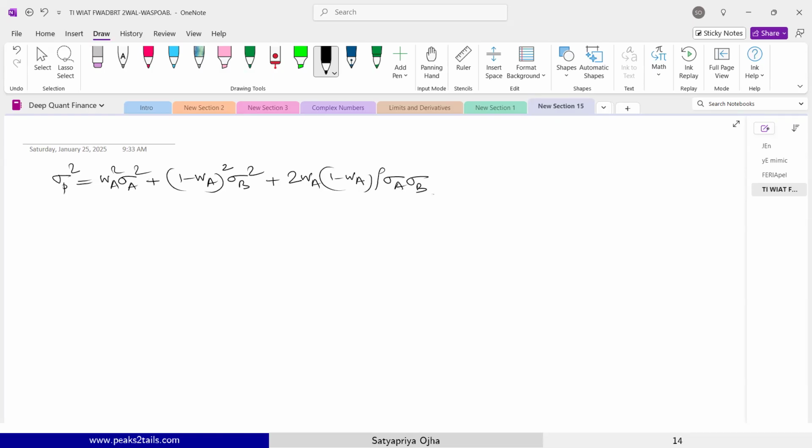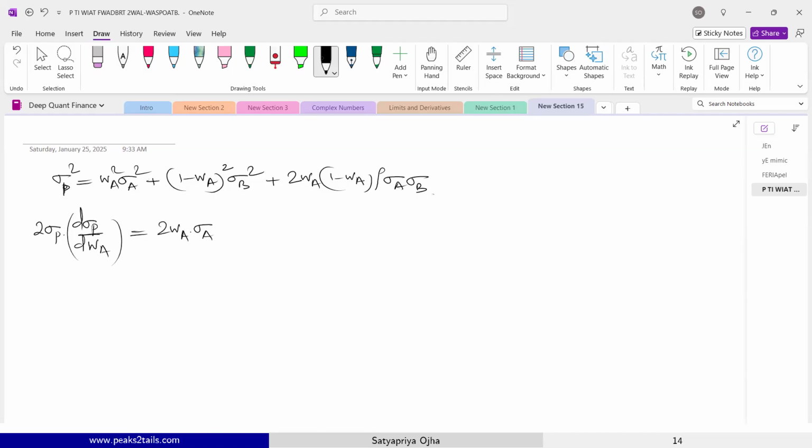This is my portfolio variance. To attain minima, the derivative with respect to the independent variable would be 0, right? So differentiate both sides with respect to wA, because that's the variable that is controlling the value of sigma p. By the chain rule, 2 sigma p times d sigma p by d wA, correct? I'm differentiating everything with respect to wA.